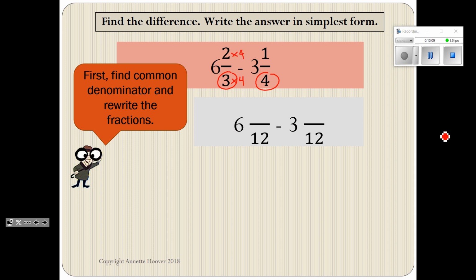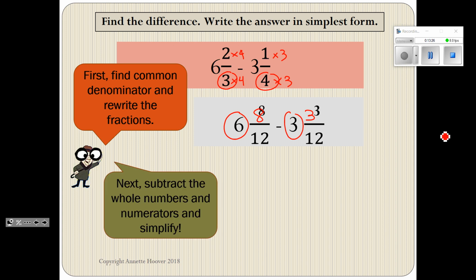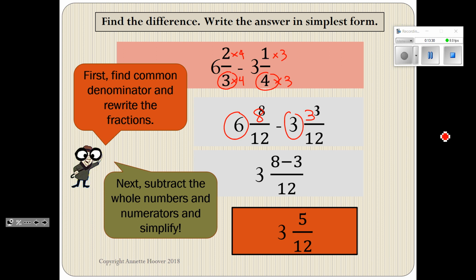So I multiply 2 times 4. That would be 8. Here it's 4 times 3, so I have to multiply this times 3. Now, I just subtract the whole numbers, 6 minus 3, which is 3. And I subtract the numerators, 8 minus 3, which would give me 5. That would give us 3 and 5/12.